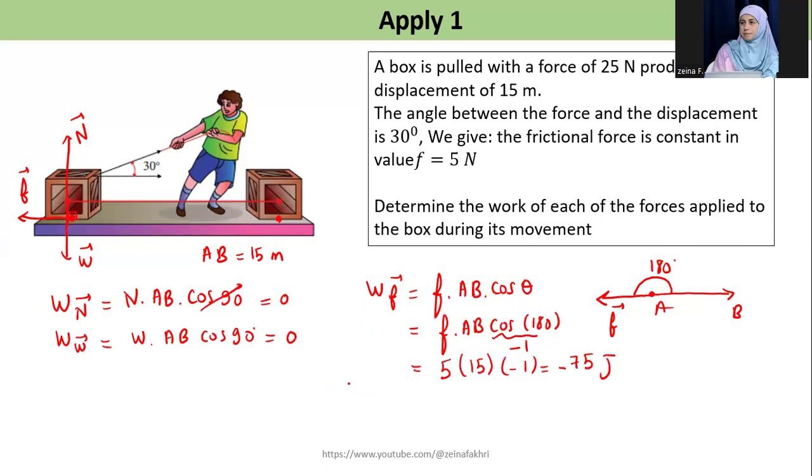We still have to find the work of the force here. We can call it the tension or F. So the work of this tension is equal to the tension multiplied by AB cosine. Now the angle made by the displacement and the force is 30 degrees, so it's cosine 30 degrees. So we'll have here as answer 25 multiplied by 15 and multiplied by cosine 30 degrees, which is equal to 324.75.